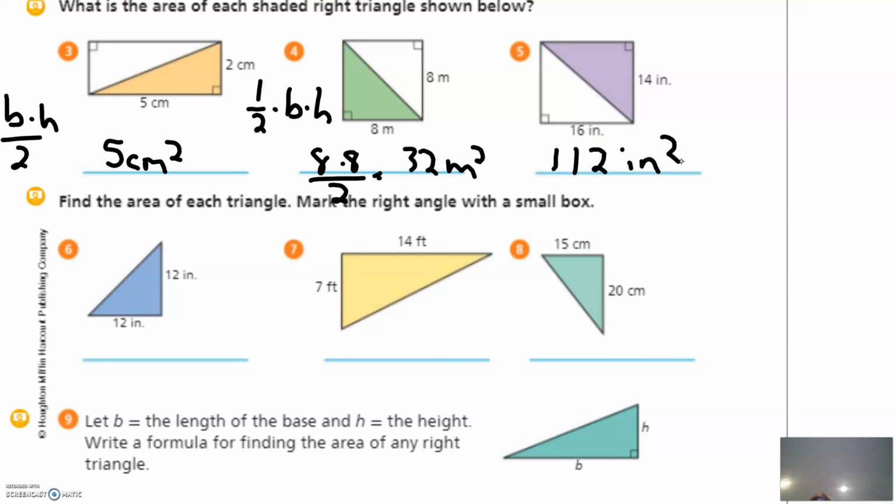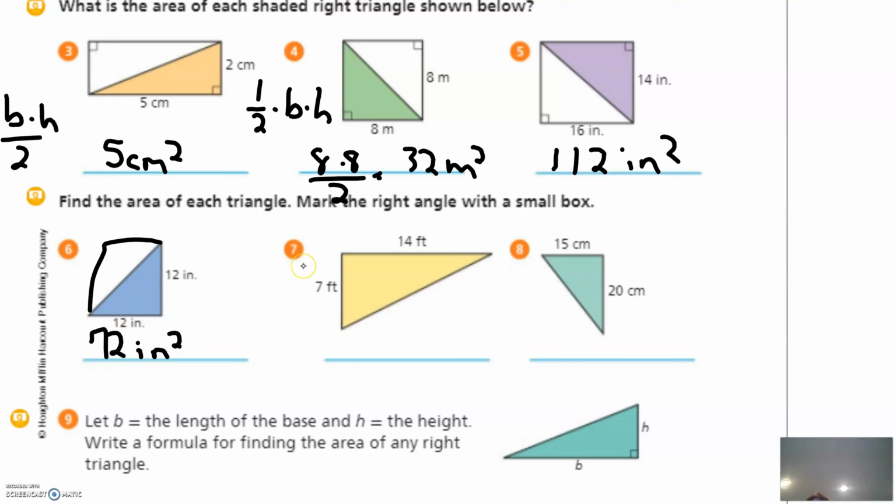Okay. Over here, now, they didn't draw the whole rectangle out for you, did they? So you got to remember, it's not 12 times 12. It's going to be 12 times 12 divided by 2. And that is the most common mistake people make when they're finding the area of a triangle, is they forget to divide it by 2. Okay, 12 times 12 is 144, and 144 divided by 2 is 72 inches squared.